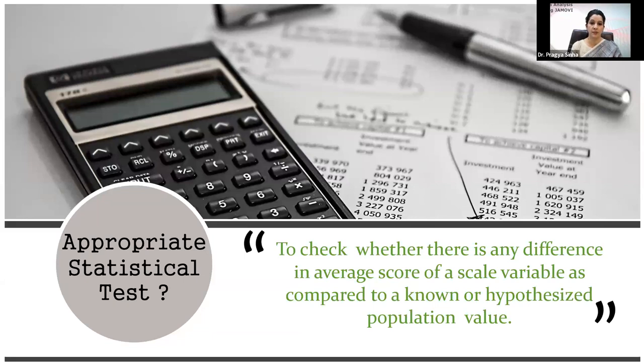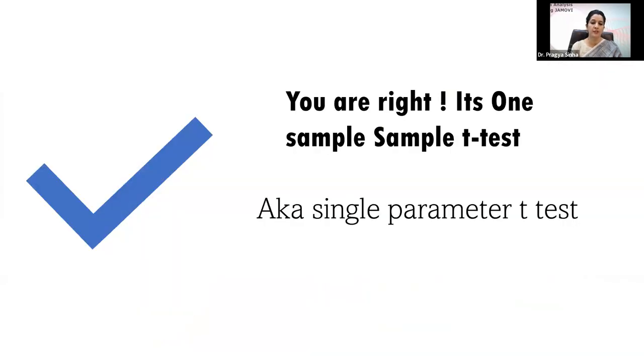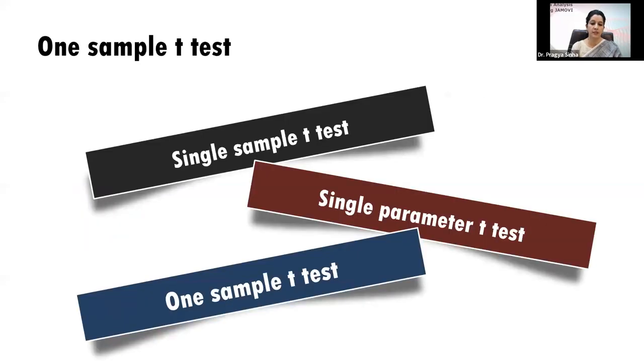In this case, we are checking whether there is any difference in the average score of a scaled variable as compared to a known or hypothesized population value. It is also known as the single parameter t-test or one sample t-test. And these are the other names: single sample t-test, single parameter t-test, one sample t-test. So all these are the same.